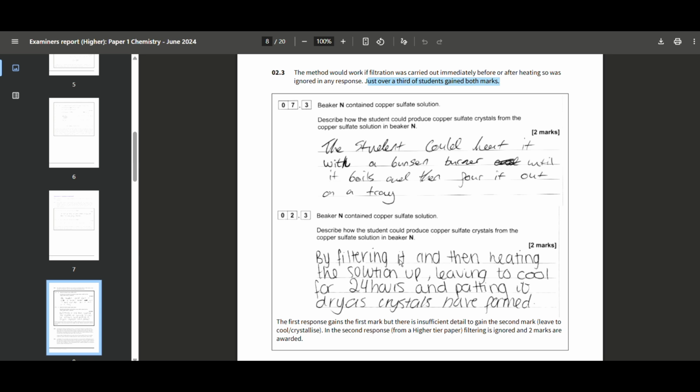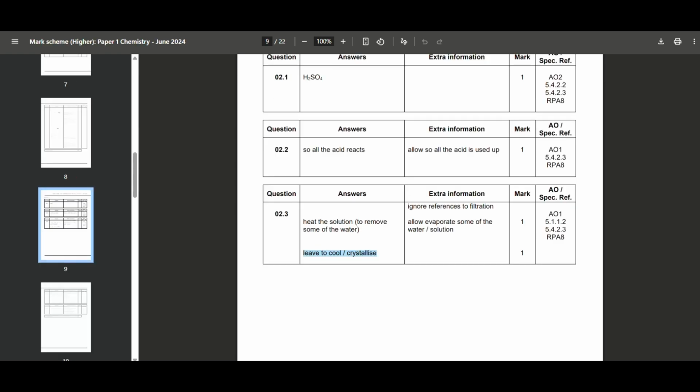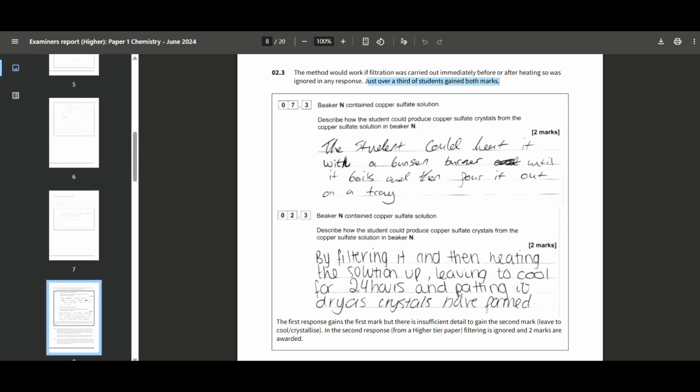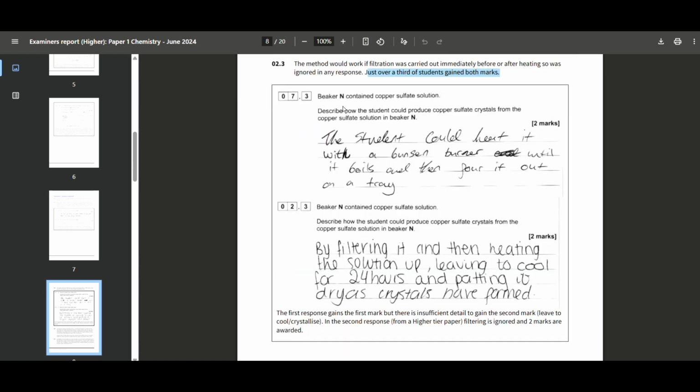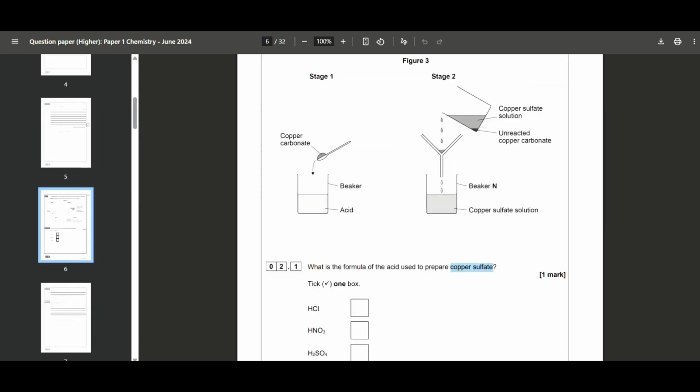By filtering it and then heating the solution up, so this is ignored because there should be no reference to filtering. It says ignore it. So it's not necessarily wrong, but we just ignore it. Leaving it to cool for 24 hours and then patting it dry as crystals have formed. So heating the solution up is 1 mark. Leaving it to cool and crystallize is the second mark. So in this case, they have received the full marks here. Okay, so you can see how important the wording is in your answer. Okay, let's have a look at the next question.